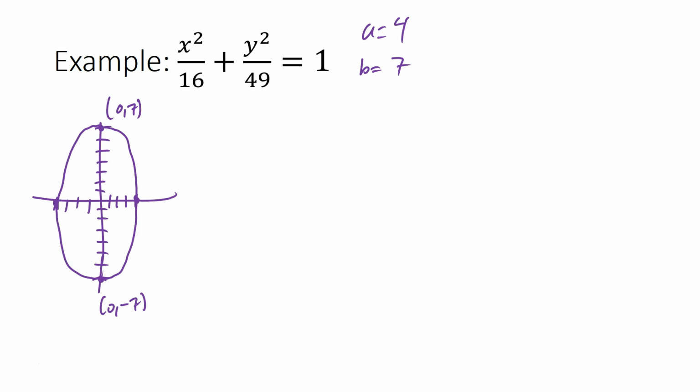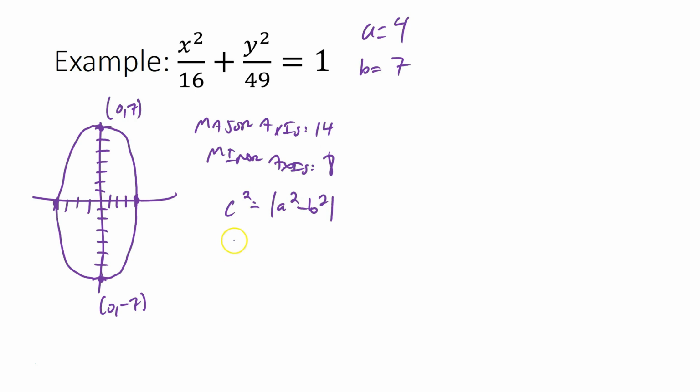All right, now so we have our vertices, we have our a and our b value. The length of the major axis, I didn't do this on the last one, but I only do it if they ask. The length of the major axis here is 14. The length of the minor axis has length 8, right? Because it's 2 times 4. Now let's find our c. So c squared, remember absolute a squared minus b squared. So in this case, I'm going to do like 49 minus 16, right? So c squared is 49 minus 16. That is 33. So c is the square root of 33.